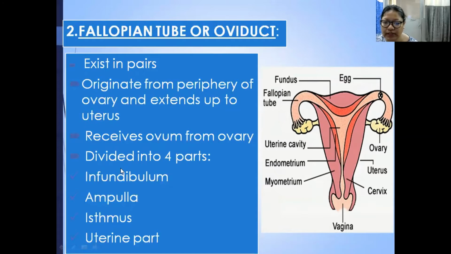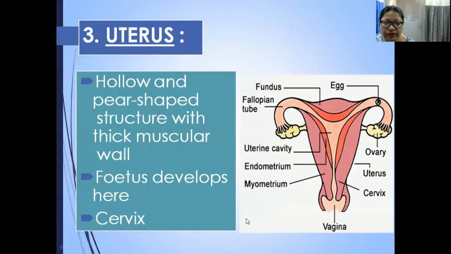And the fallopian tube is again divided into four parts. What are they? The first one is the infundibulum, and the second is the ampulla. The infundibulum is broad and funnel shaped, and next is the ampulla. It is the long, wide, and thin-walled part of the fallopian tube. Next is the isthmus. It is the short, narrow, and thick-walled portion of the fallopian tube, and the uterine part is the one that passes through the uterine wall and opens in the uterus. So that is the fallopian tube.